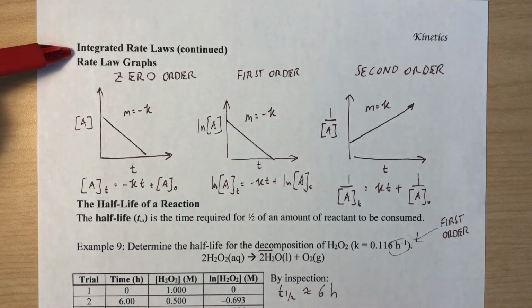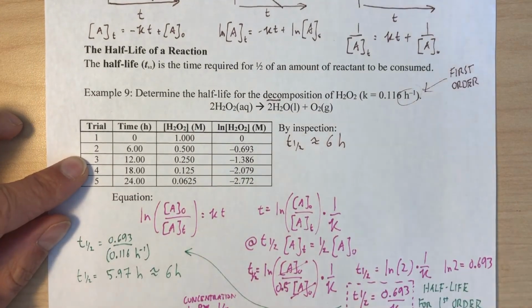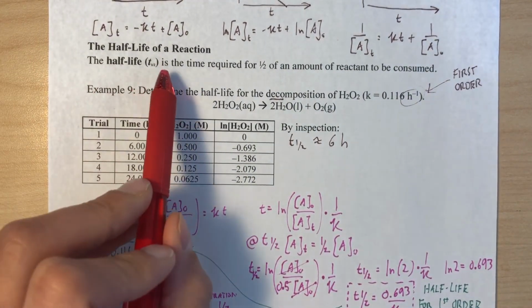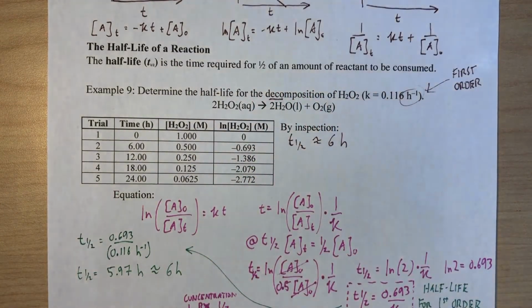So how can we use integrated rate laws for something that's useful? Well, for that, we turn to the half-life of a reaction. The half-life, t sub 1/2, is the time required for half of the amount of reactant to be consumed. This is really important, especially for things like radioactivity.